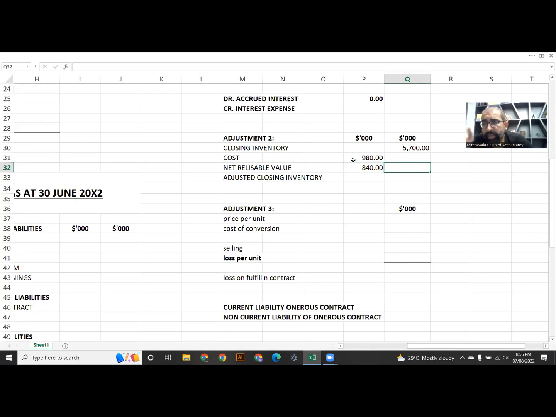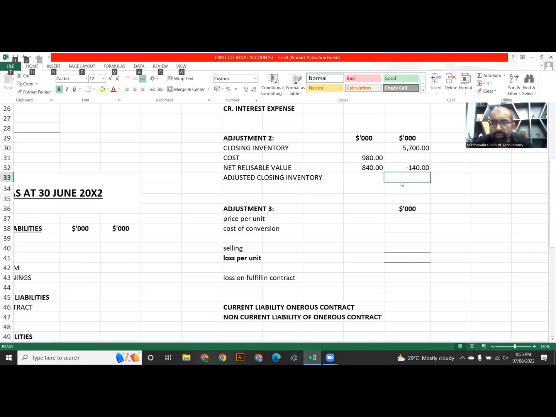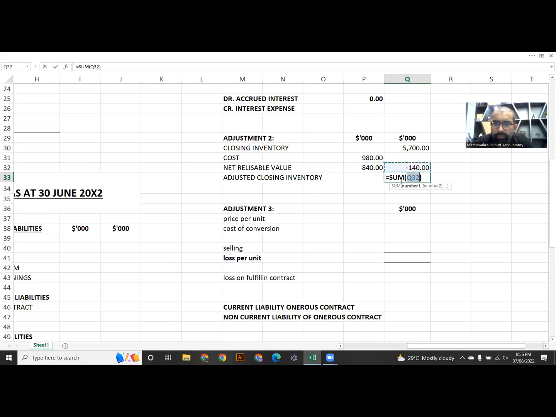We have done it, and now I'm solving it with the shortcut. There I told you with the long working. So let's calculate the difference. This is 140, and now 5,700 minus this, you will get 5,560. So your correct closing stock is 5,560.